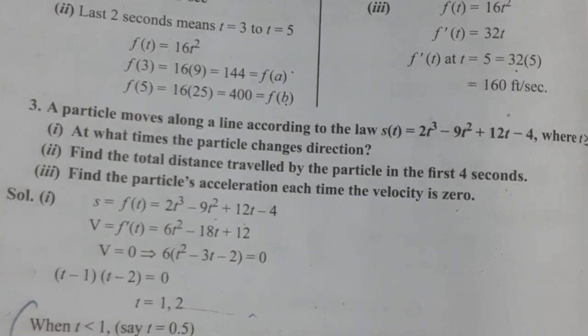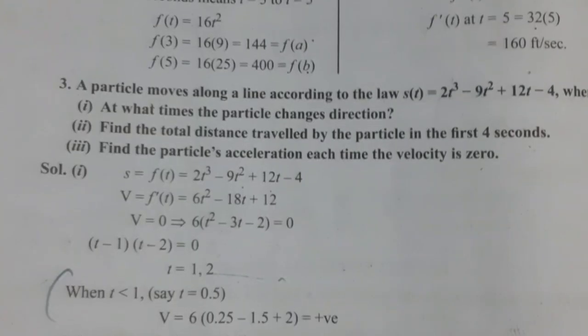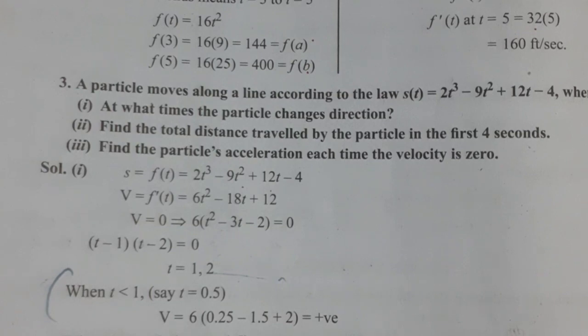The time taken is t between 1 and 2, therefore we take 0 to 1 and 1 to 2. So the distance traveled after 4 seconds is the modulus of S of 0 minus S of 1, plus S of 1 minus S of 2, plus S of 2 minus S of 3, plus S of 3 minus S of 4, because we find it after 4 seconds. So the particle changes its direction when t lies between 1 and 2 seconds.